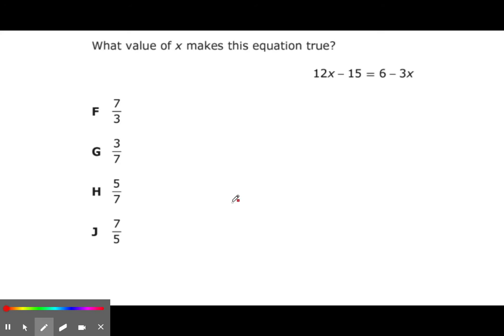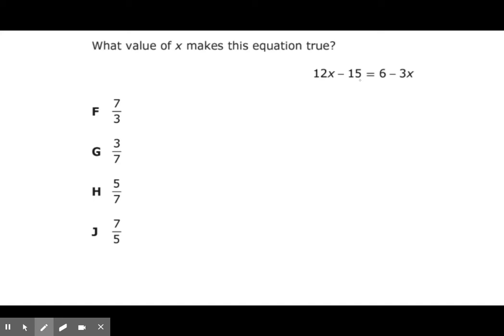Here we're solving. So what value of x makes this equation true? Oh my goodness, I see some fractions in my answer choices. That's okay. We know how to solve equations. So here's my equation: 12 times x minus 15 equals 6 minus 3x. So I have an equation with variables on both sides.